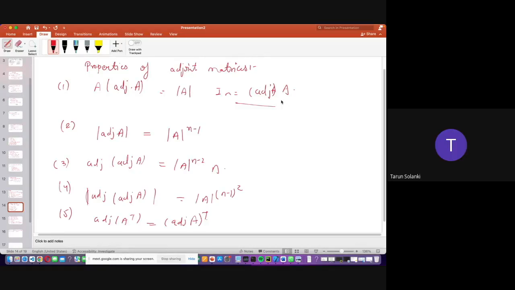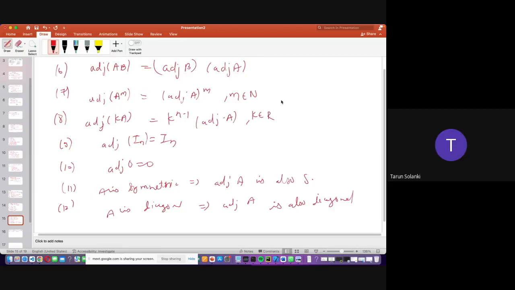Okay, so first is A adjoint A is equal to mod A In, that is adjoint of A into A. Next is mod adjoint A, that is mod A to the power n minus 1. Next property is adjoint of adjoint A, that is mod of A to the power n minus 2 into A. Next is mod of adjoint of adjoint A, that is mod A to the power n minus 1 whole square. Adjoint of A transpose, so adjoint A whole transpose.